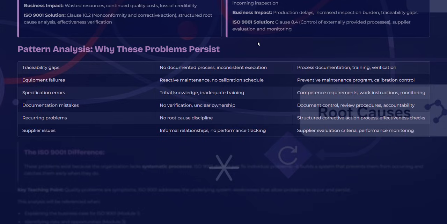And currently, they have recurring problems. And what are they doing? No root cause discipline. With ISO 9001, we are going to introduce structured corrective action processes and effectiveness checking. Another problem here, now supplier issues. Currently, there are informal relationships and no performance tracking. With ISO 9001, we are going to introduce supplier evaluation criteria and performance monitoring.